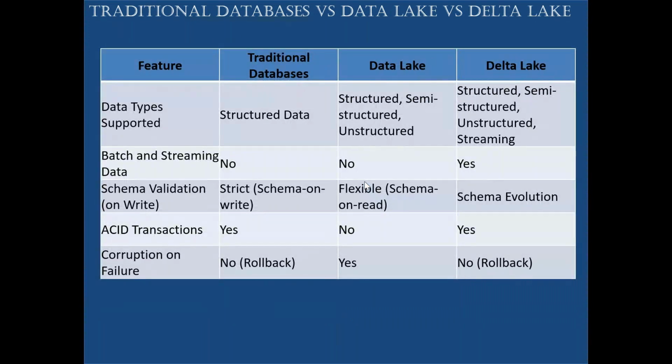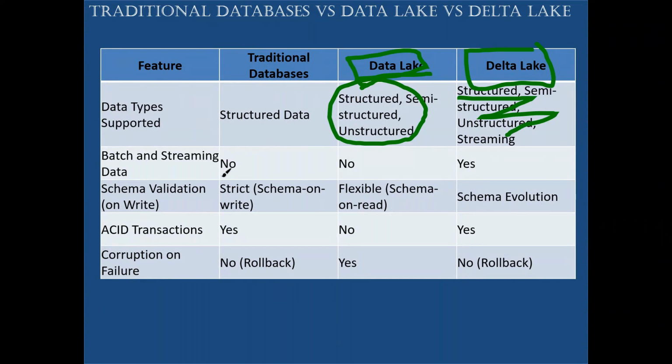If you see here, traditional databases allow only structured data, but a data lake supports structured, semi-structured, and unstructured data. Data lake here means our lakehouse. Delta Lake supports structured, semi-structured, and unstructured data. Batch and streaming: a data lake supports only the batch data, but Delta Lake supports batch and streaming data.